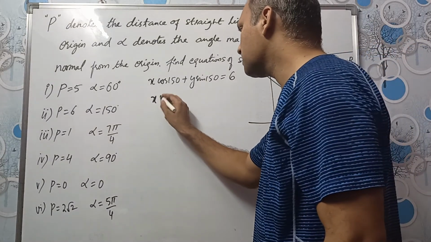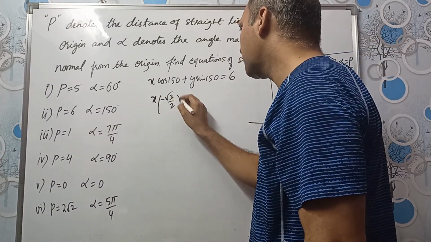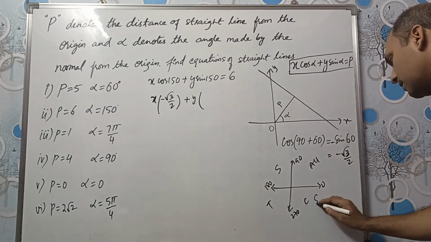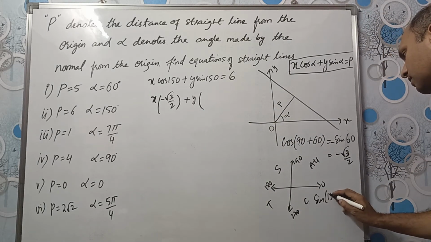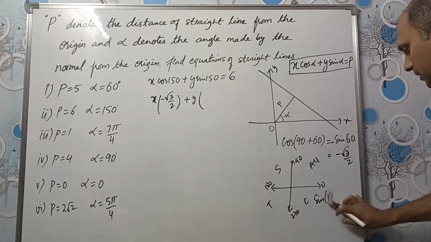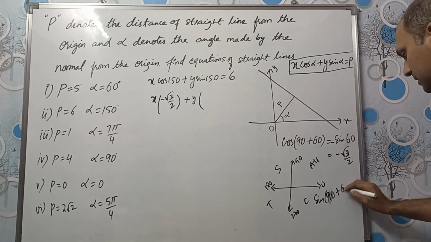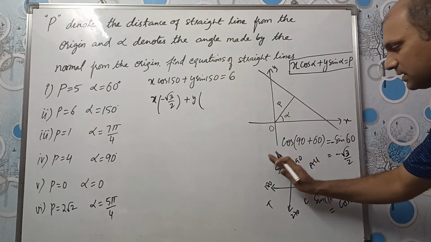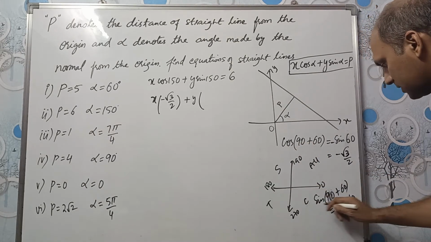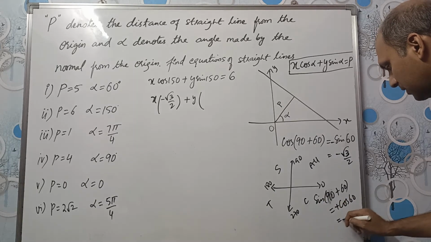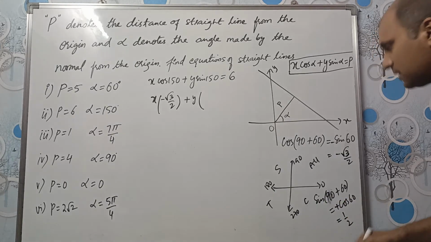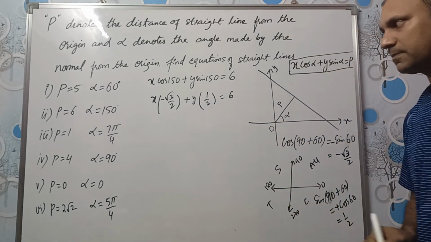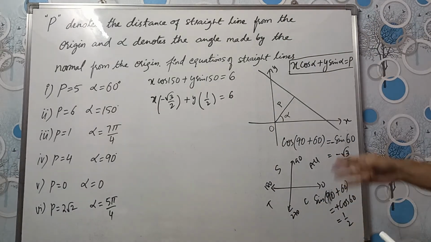So this is x multiplied by minus root 3 by 2 plus y multiplied by, see, sin 150 can be written as sin of 90 plus 60. This is cos 60. 150 is in the second quadrant, sin is positive, so it will be positive. Okay, 1 by 2, cos 60 is 1 by 2. So this is 1 by 2, is equal to 6. Okay, I hope you understood this.